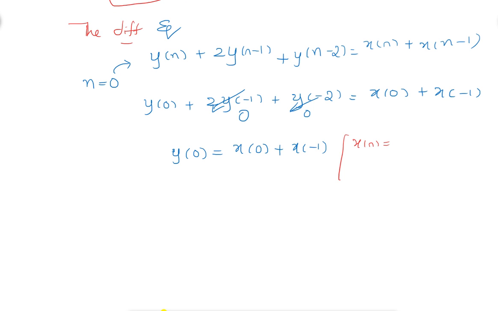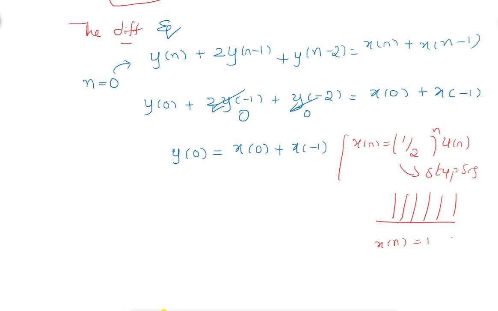x of n is nothing but (1/2) to the power of n times u of n. So this is a step signal. How does a step signal look in a discrete-time signal? The step signal is like that: x of n is equal to 1 for n greater than or equal to 0, and it is 0 for n less than 0. All magnitudes are 1. That is the basic definition of a step signal.